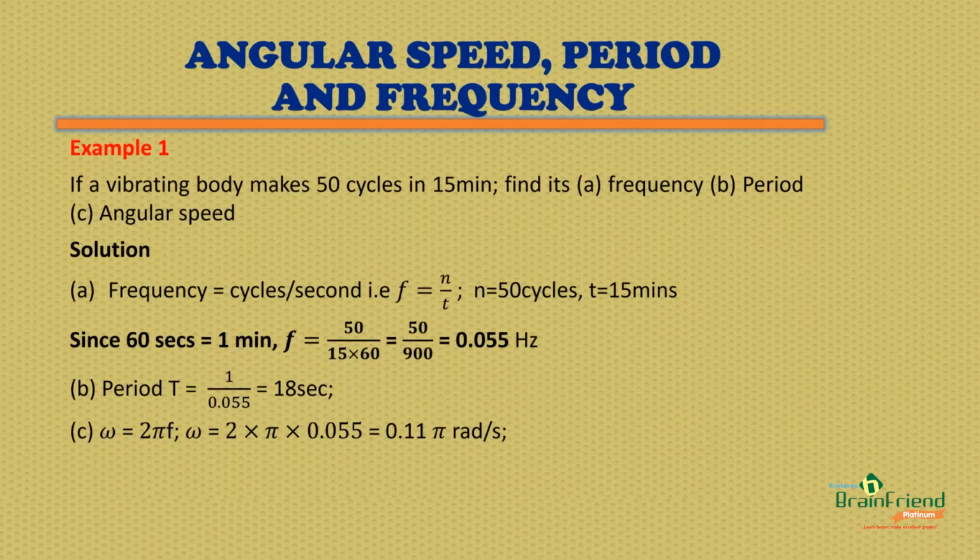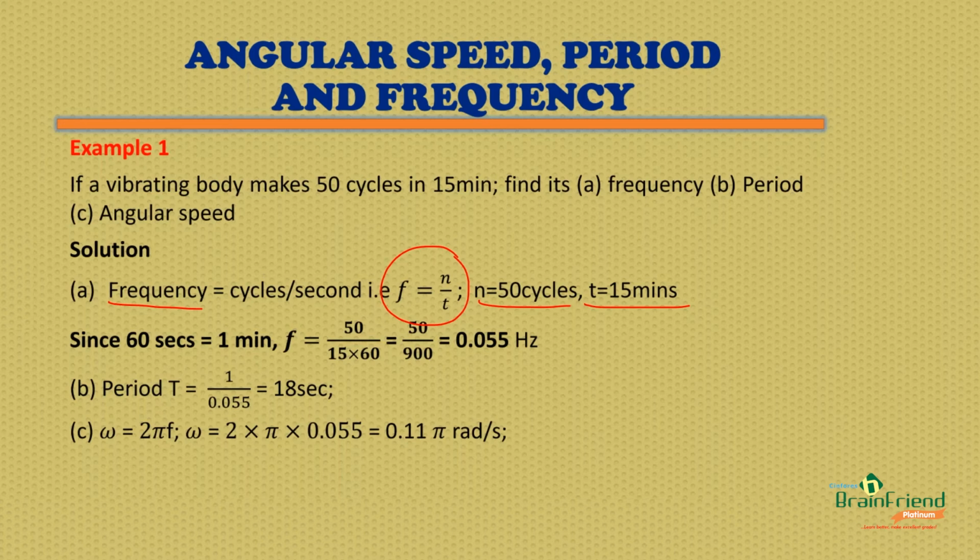Now, let's proceed. From our question, we are given that the body makes 50 cycles in 15 minutes. That means our n, the number of cycles, is 50 cycles, and the time taken to complete the 50 cycles is t equal to 15 minutes. Having known the values that we are given in the question, the first thing we are to solve for is frequency. And frequency is cycles per second, given by the formula f equal to n over t. This is the expression that relates frequency with n and t.